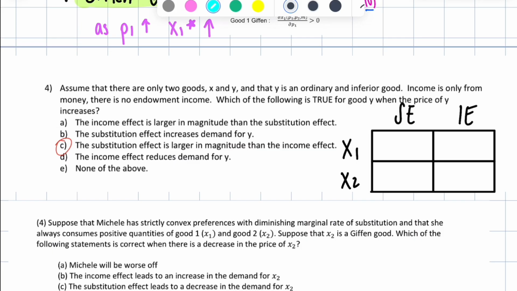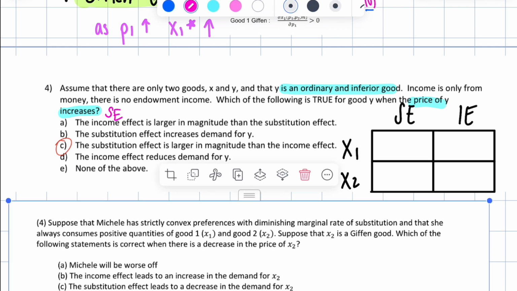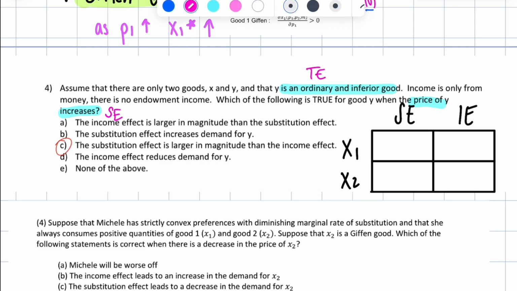So for substitution and income effect, they're going to give you some hints in the question that will be helpful. The price of Y increases. This tells us what's going on with the substitution effect. And then they tell us that Y is an ordinary inferior good. Ordinary tells us about the total effect, and inferior good tells us about the income effect.